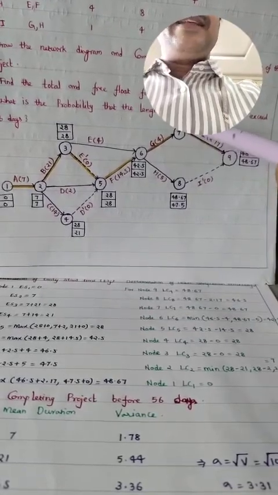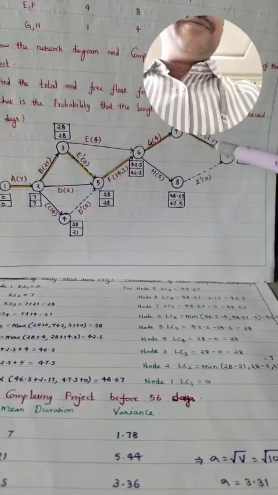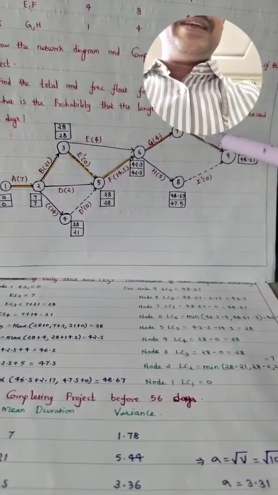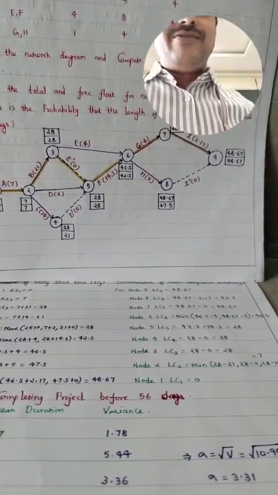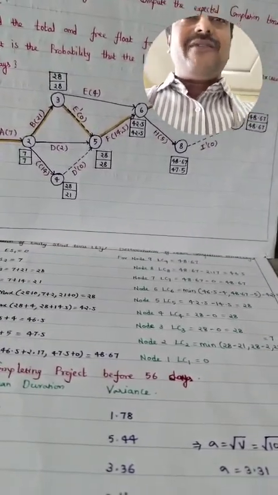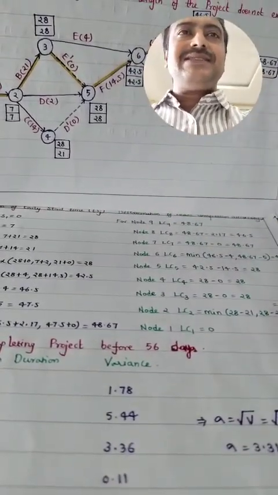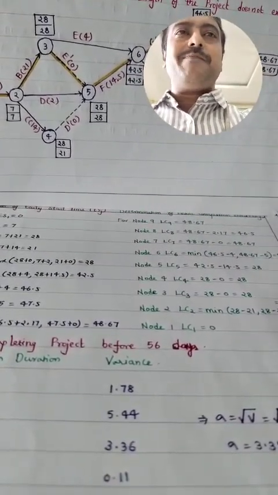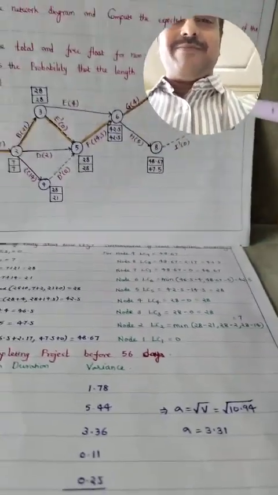Again I will be considering the maximum of these values. The maximum value here is 47.5, and here it is 48.67, so the higher value is 48.67. After this is done, I will backtrace the steps. For backtracing the steps, I will be writing the least completion time, that is this time will be taken as the least completion time.